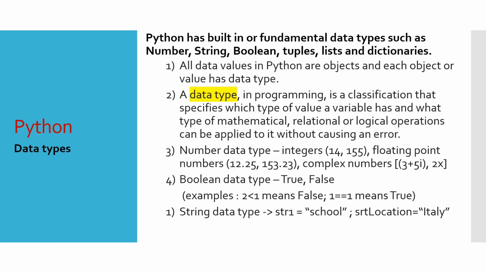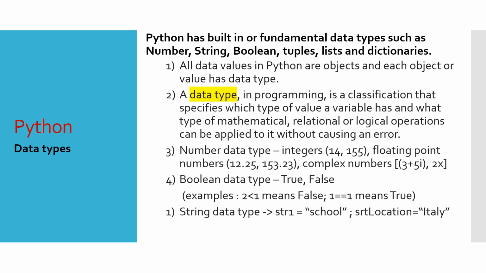In general terminology, what is a data type? In any programming, a data type is a classification that specifies which type of value a variable has and what type of mathematical, relational, or logical operations can be applied to it without causing an error. So the mathematical operation includes those arithmetic ones which we saw, addition, subtraction, multiplication. So those are mathematical ones, right? We saw a few in a couple of slides ago, and relationals like greater than, equal to, and other logical operators as well. So the examples of them, one more time we are repeating this, but these all form under data types.